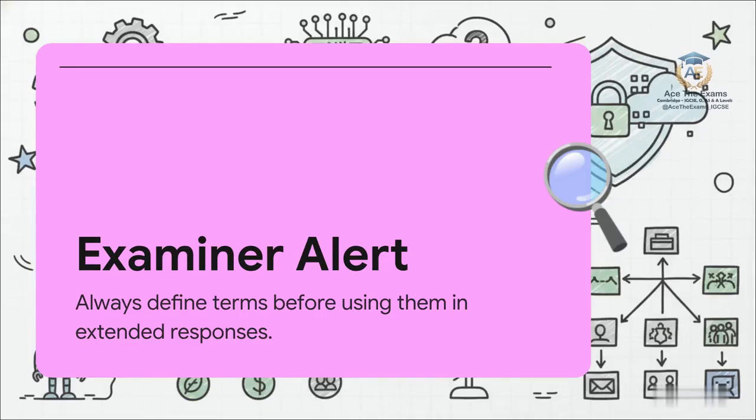Now, I need you to pay close attention because examiners issue a massive flashing warning here. Candidates consistently confuse key terminology when they are writing out extended responses. Let's say you are going to talk about malware in an ethical scenario regarding a massive corporate data breach. You must explicitly define what malware actually is first before you start analyzing its impact. If you are discussing phishing as an unethical practice used by bad actors, define it clearly in your opening sentence.